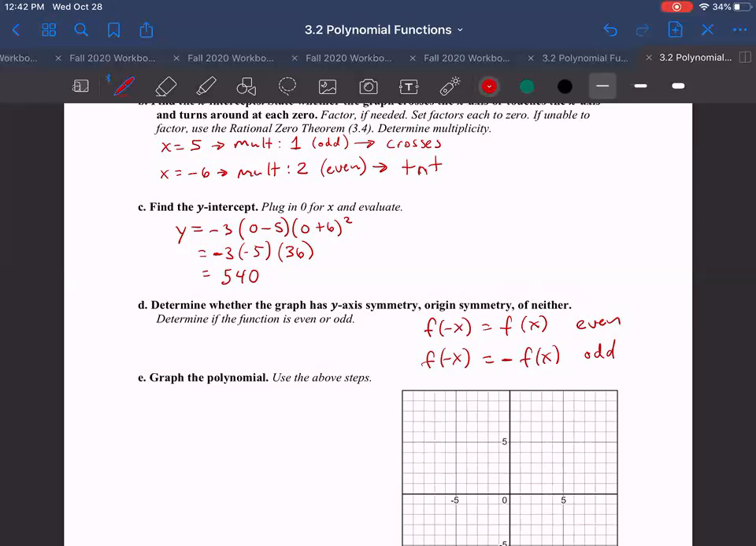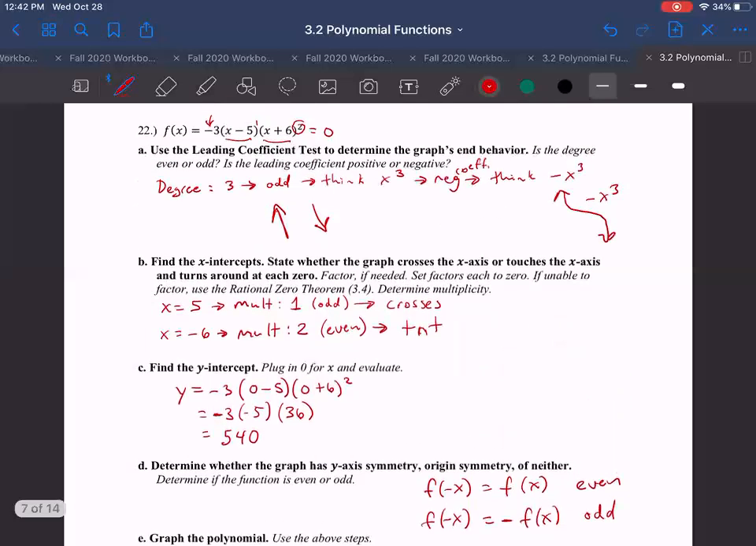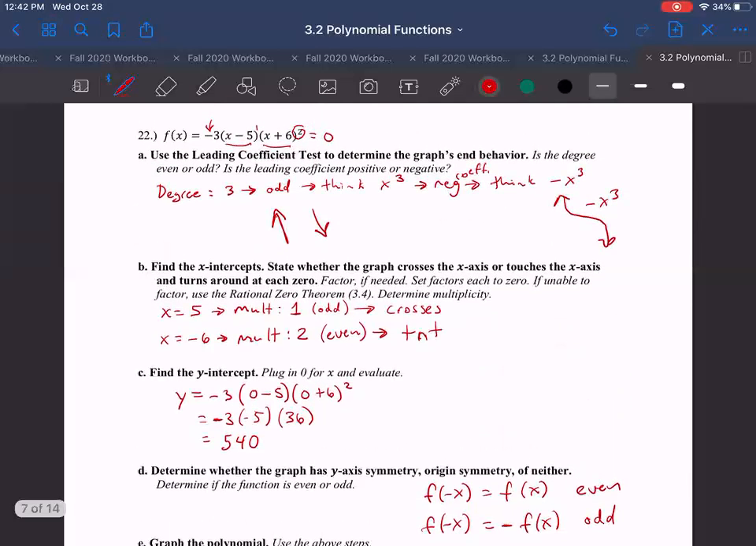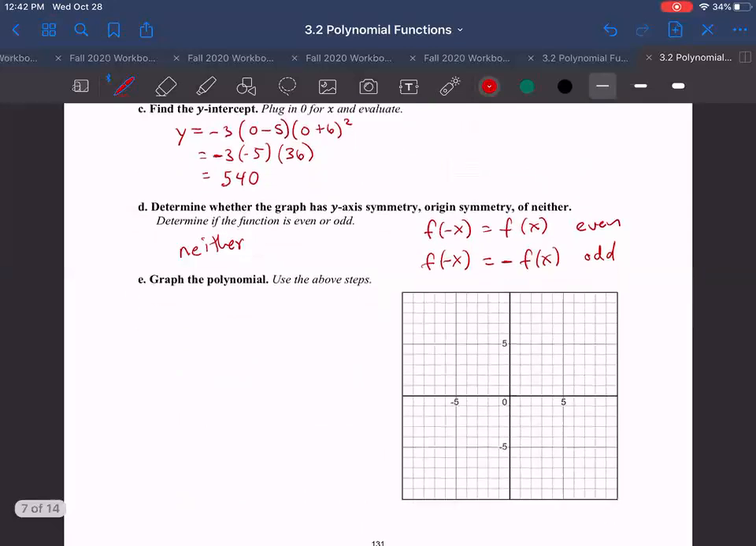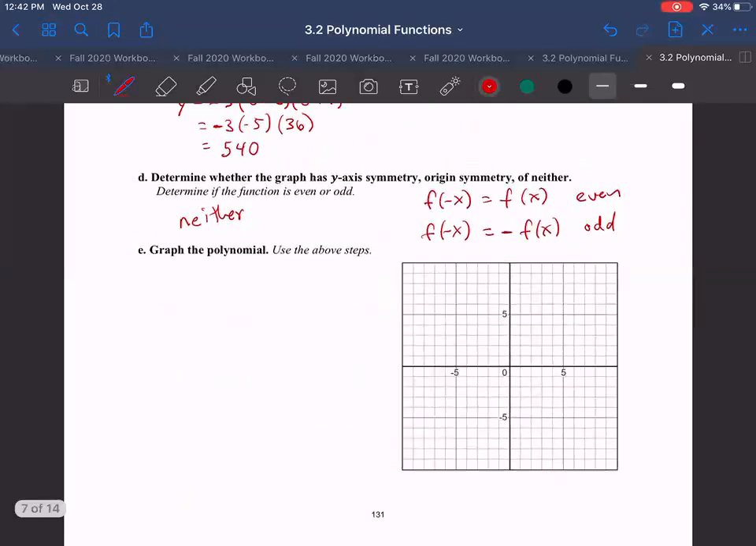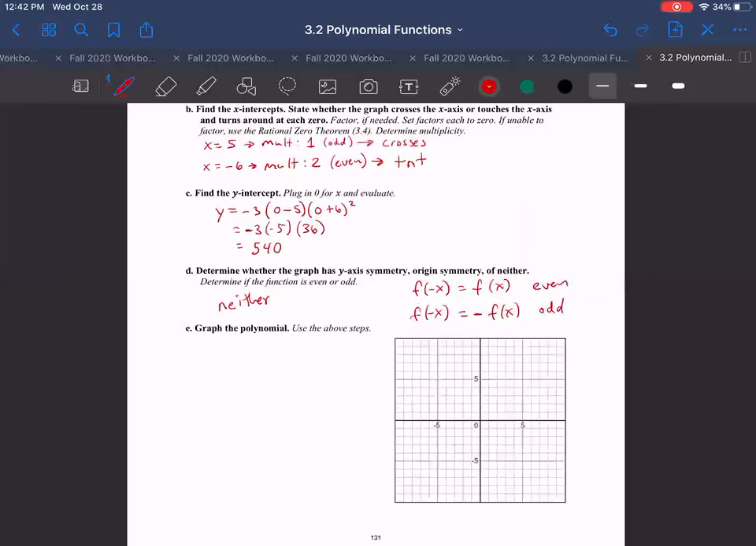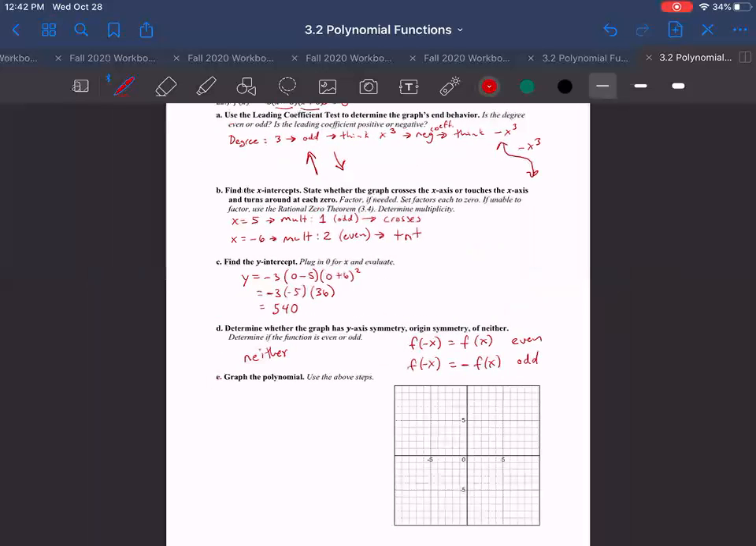But if you look at this one and you try swapping x for negative x, you'll find you get neither. It doesn't end up equaling its original self or equaling the negative of its original self. So it has neither one of those symmetries to take advantage of. And then the last thing is, let's graph this polynomial. So let's take a look at what we have.